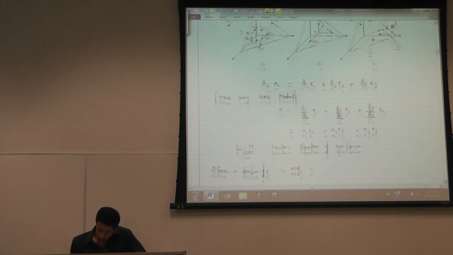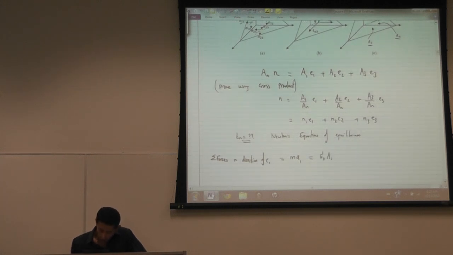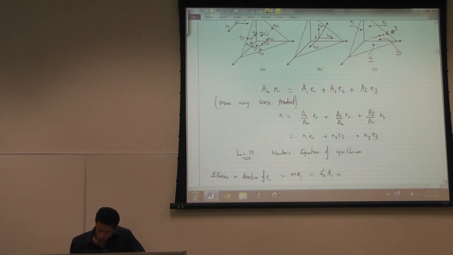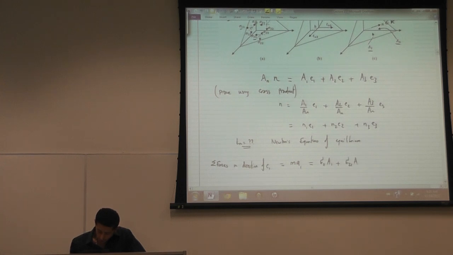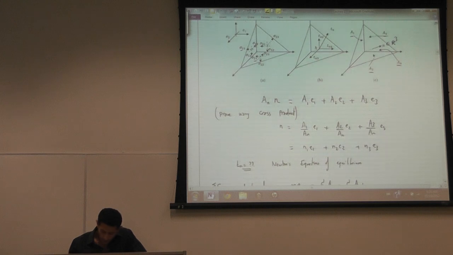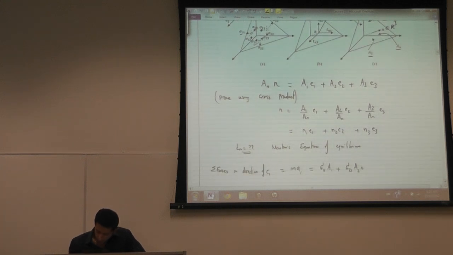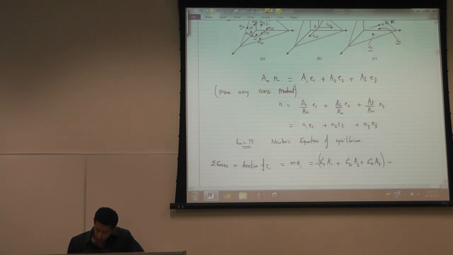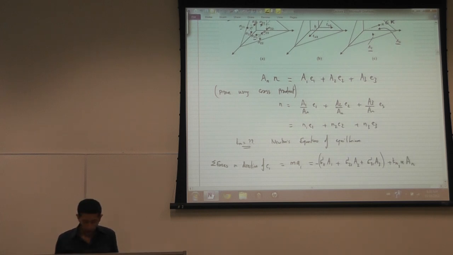Sigma 1 1 multiplied by A1, plus sigma 2 1 multiplied by A2, plus sigma 3 1 multiplied by A3. These are all in the negative direction, plus Tn1 multiplied by the area An, the inclined area.